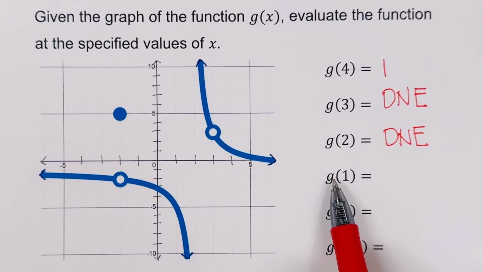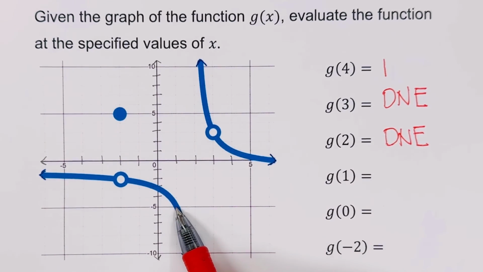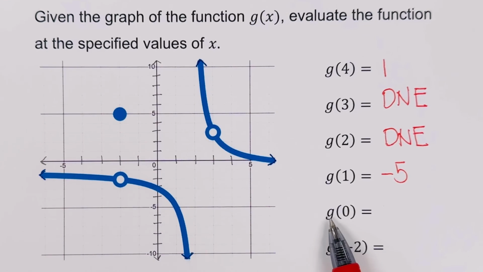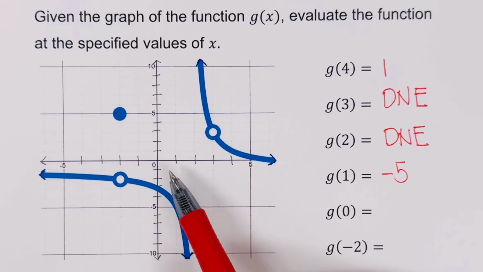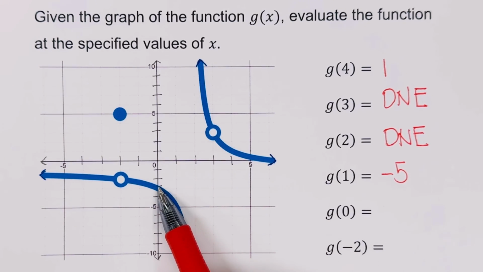The next one is g of 1. This tells us that if our x is 1, what is the value of y? So we go to 1 and trace through the graph, and that value of y on the graph is -5. We also have g of 0. That means if x is 0, what is the y value on the graph? So if x is 0, we trace it up and it's going to go up here, and that value of y is -3.